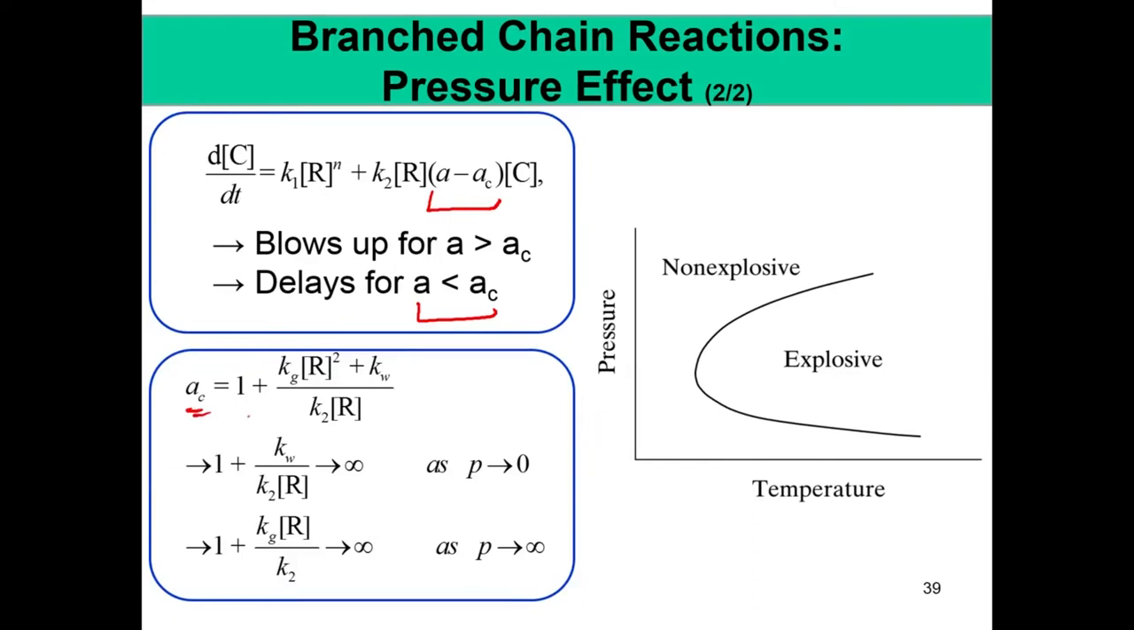Okay. Now, see AC has the form 1 plus kg times R square plus kW divided by R. Now, as you know, we can think that as pressure increases, the concentration of R increases, as pressure decreases, the concentration of R decreases. So, we can think that pressure is essentially proportional to R. So, in the low pressure limit, as pressure goes to 0, we can say that R also goes to 0. So, when R goes to 0, this term becomes immaterial. So, we can write AC as 1 plus kW by K2 times R. This is what we get.